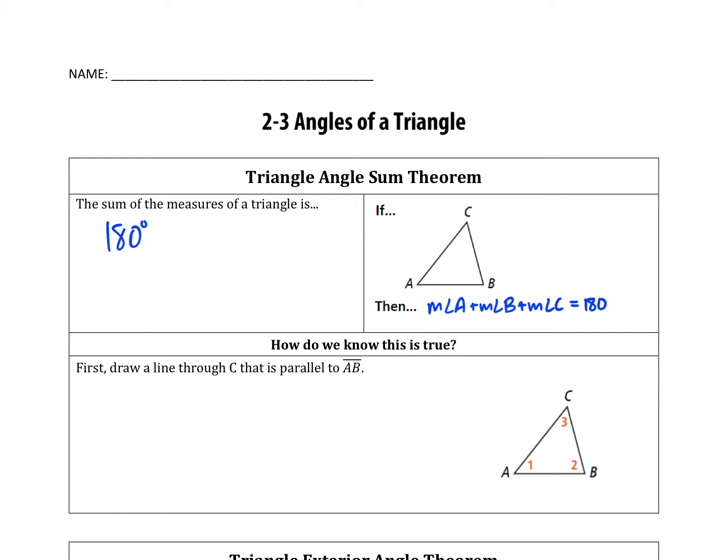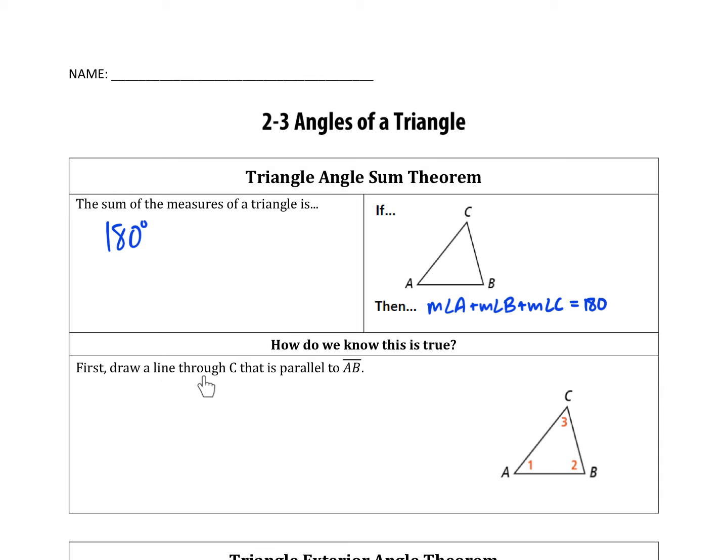Now this is a theorem, and theorems can always be proven to be true. So I want to take a minute or two and go through how we would know that in this picture here, these three angles would have to add up to 180. And so this is going to be a proof of this theorem, a proof of why it has to be true.